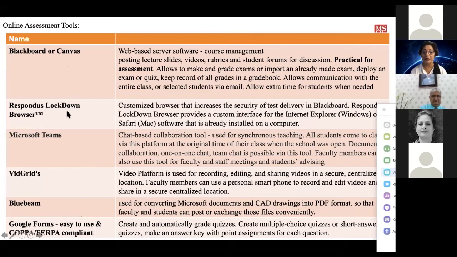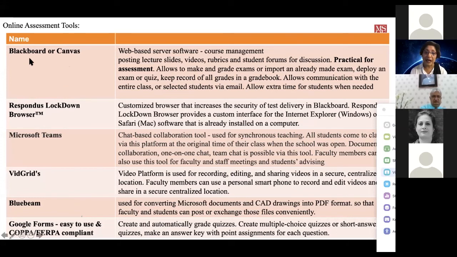Respondus is lockdown. Lockdown means that once they open my exam, everything is locked down. They cannot surf the media, they cannot Google anything, they cannot change their screen. If they change their screen, they basically are spit out of the exam. So Respondus LockDown is a great browser, which is free, by the way. It comes with Blackboard or Canvas. It comes with both of them. So the university can buy it for you. It is good for Windows, it is good for Mac, right?